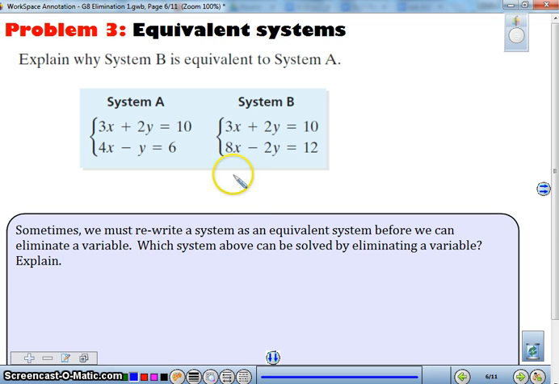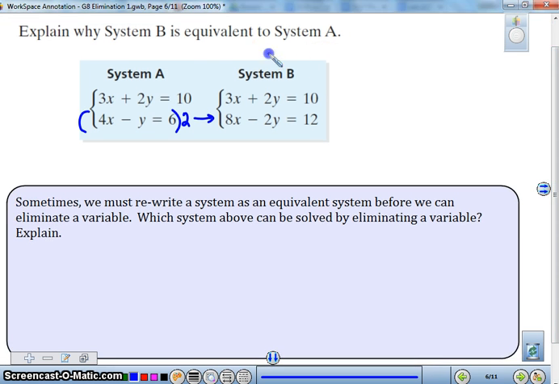Now, when they talk about equivalent systems, these two are exactly the same system. I just want you to notice from system A to system B. The first one, everything stayed the same, but the second one, it looks like we took everything times 2. Are they still the same? Yes. And the reason they did that is because now look how nice it is for our y's to cancel. Here we could not add these together because they wouldn't have canceled.